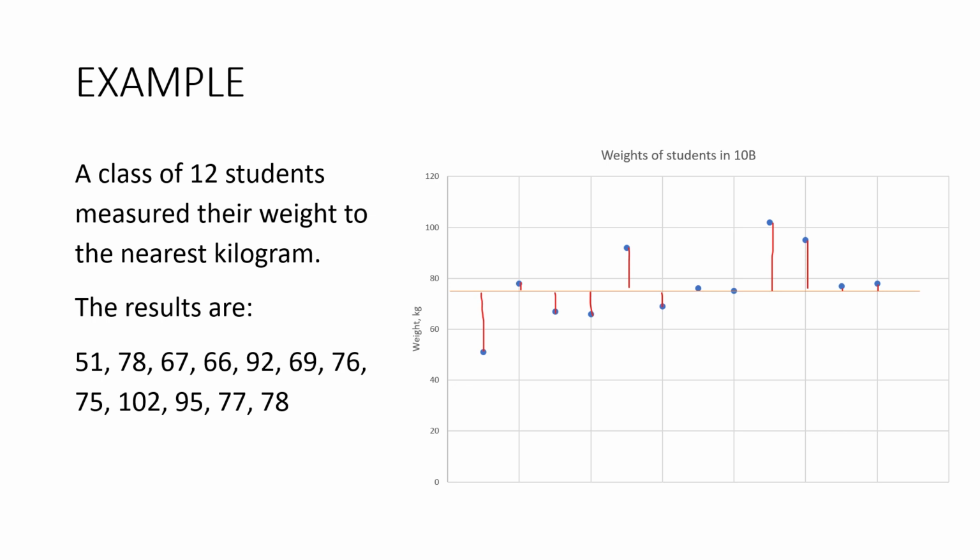So graphically, this is what it looks like. Here's a class of 12 students measuring their weight to the nearest kilogram. Here are the results, and these are the dots here. The mean here was 77. I've drawn that in as an orange line. And all of these red lines, that's the distance that each score is from the mean. So the standard deviation works out those distances, squares them to get rid of any negatives, finds the average of those distances, and then does the square root.